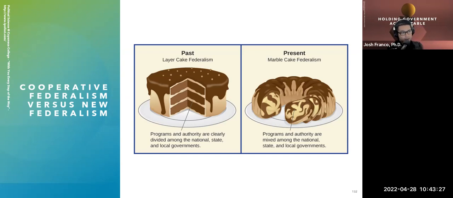So in the past, we had what we called layer cake federalism, which is that there are clear authorities between the state government and the federal government and the local governments. So everyone knows their level of the cake.